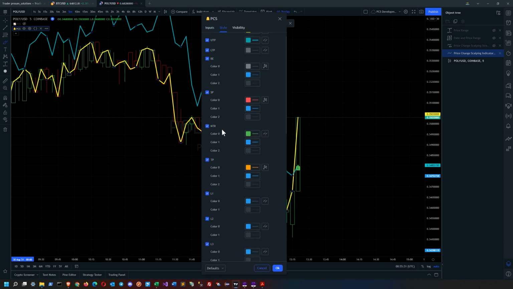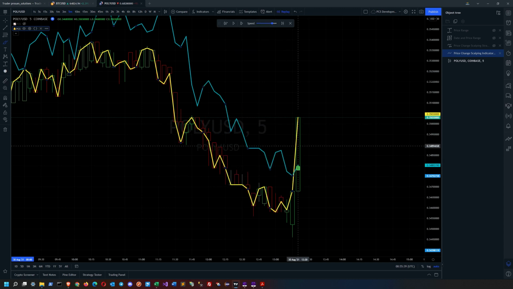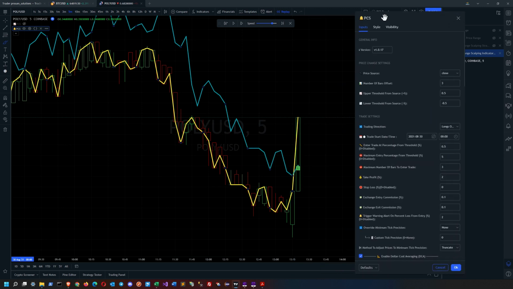It's called the upper threshold cross. It's using this little label right here, noting it with the letter L. Once it detects it, it needs the bar to complete. Once the bar completes, the indicator is going to look at your settings and establish an entry price, because the expectation now is that I'm going to set up a long entry, and I'm going to offset my entry price at a specific percent. The default value happens to be 0.5%, which is defined here, enter trade at percentage from threshold.